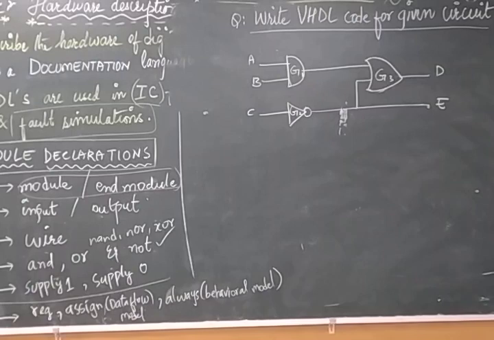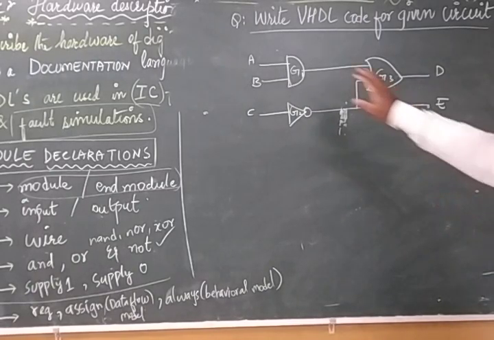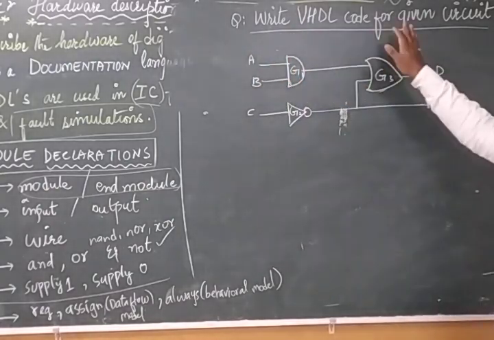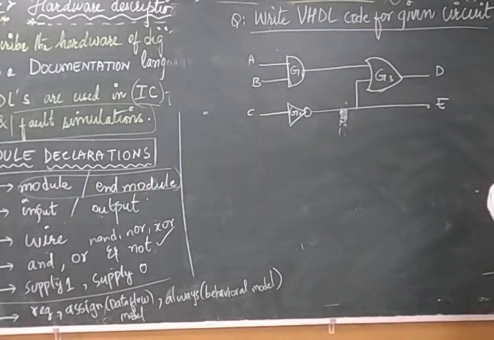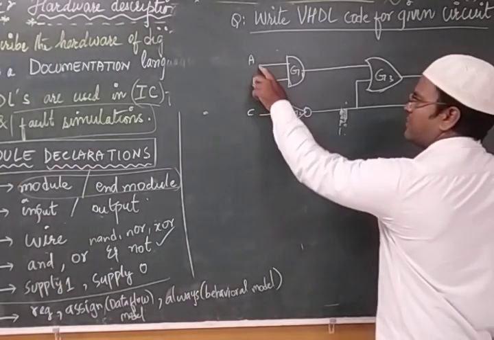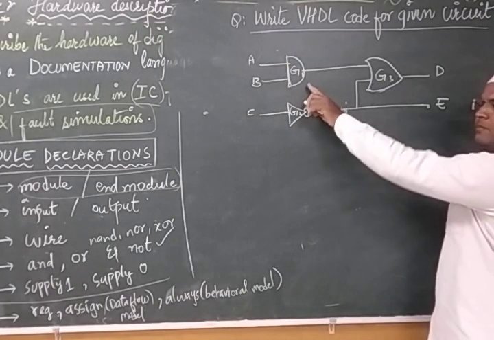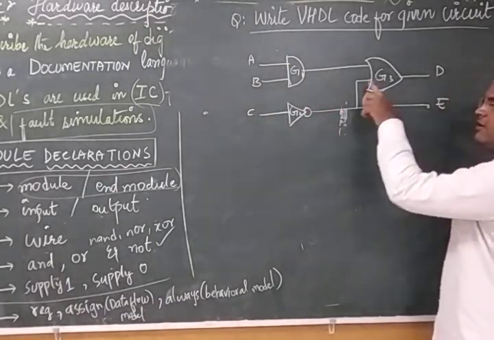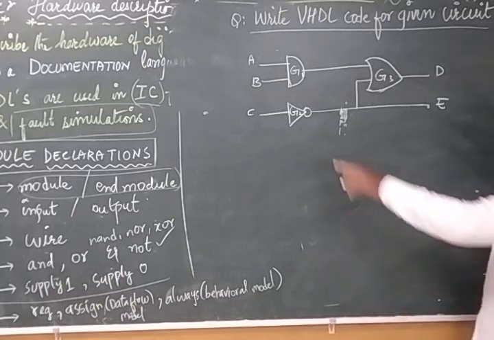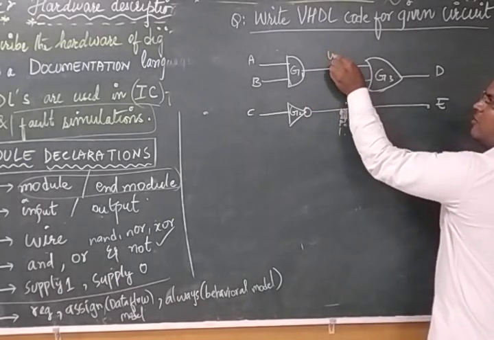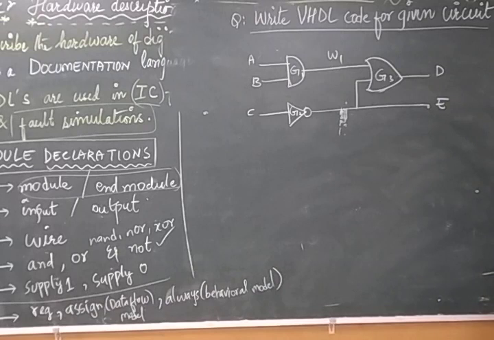So now students, let us take one example. Write Verilog HDL code for the given circuit. A circuit is given and we have to write the code for it. As you can see here, A and B are the two inputs given to this gate, which is your AND gate. Similarly, C is given to the NOT gate, and the output from G3 I'll call wire W1, because I want to define it. E is the output for this end and D is the output for that end.